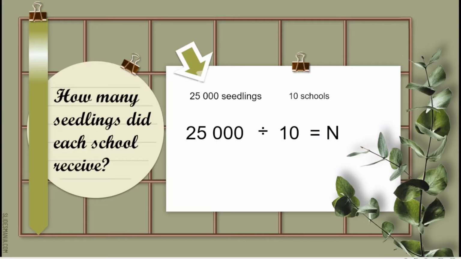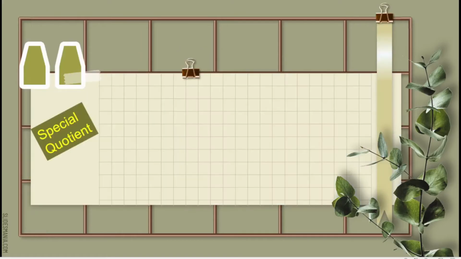Now looking at the equation, 25,000 divided by 10, these numbers are multiples of 10. Is there an easier way to find the quotient when we are dividing multiples of 10? Yes, we have. We will be calling it the special quotient. So how are we going to apply the special quotient?